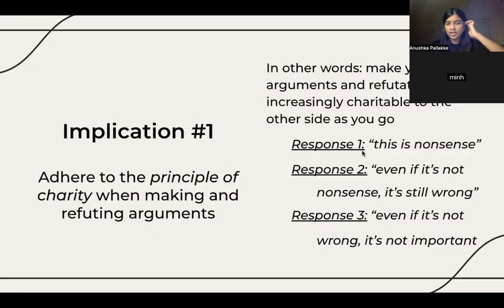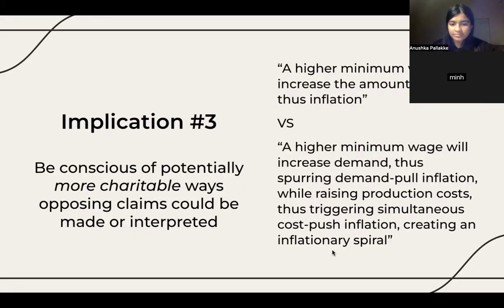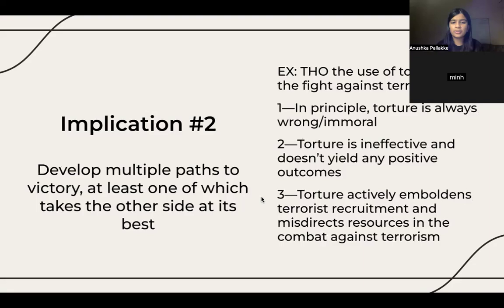Okay, so we can do a bit of drill work with this. Let's take a look at implication number two, developing multiple paths to victory, where at least one of which takes the other side at its best. So for this drill work, we'll take a sample resolution and think of the different paths to victory, where at least one of which takes the other side at its best. I hope you probably haven't done this resolution, but one resolution we can consider is, give me a second. Okay. You can say this house, or actually I'll type it in the chat, I'll stop sharing.